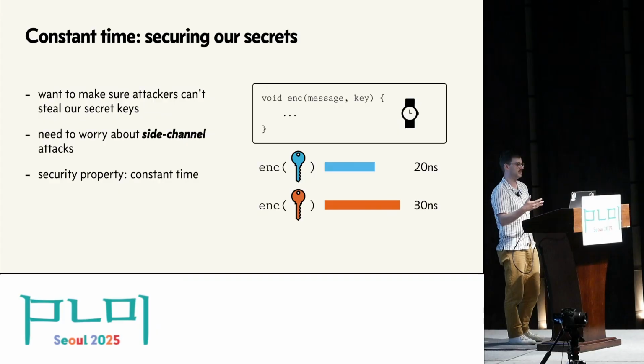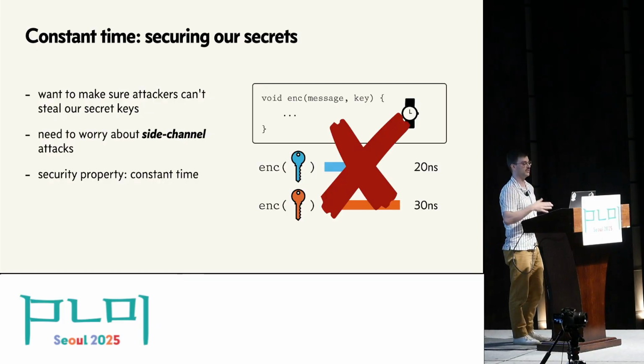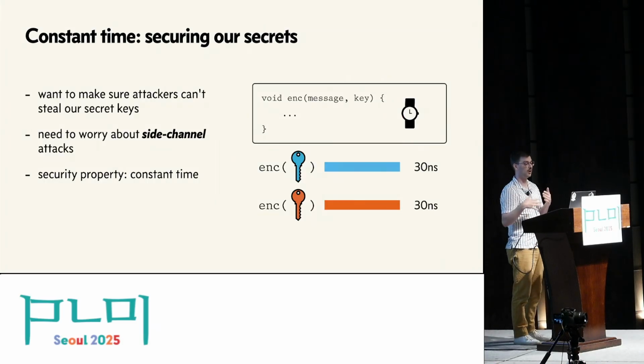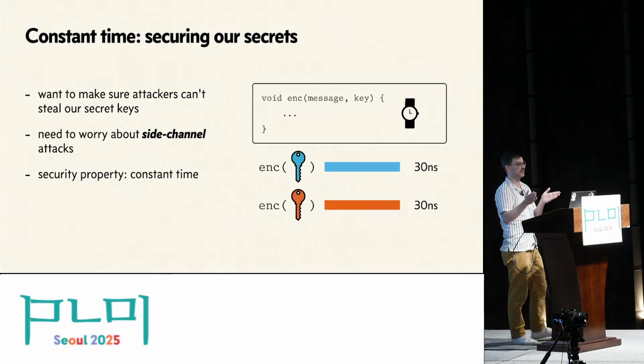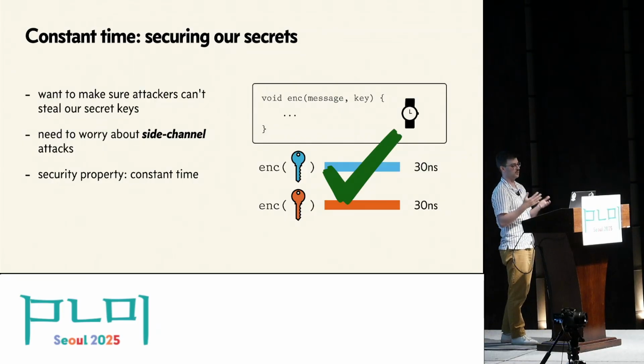The security property related to this is what's called constant time. If the encryption function worked like this, then it would not be constant time. However, if for all secret inputs, the runtime, or these side channels, were the same, then this code would be constant time.